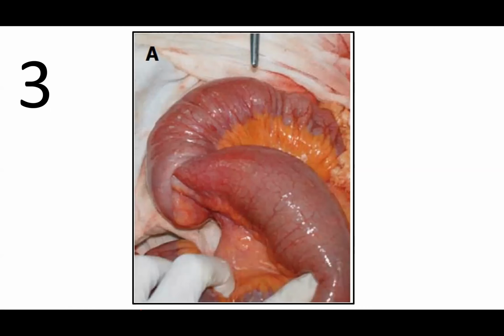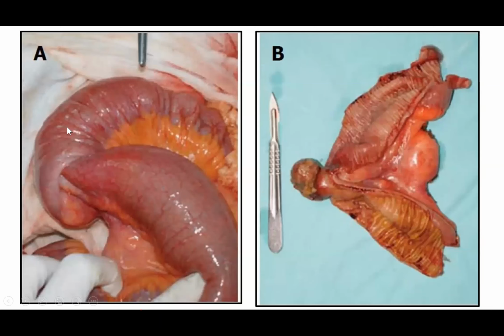So you might get a sausage-shaped mass near the umbilicus with a concavity towards the umbilicus, and the right iliac fossa may be empty. What is this sign called? Dance sign. Okay. Just look at this image.